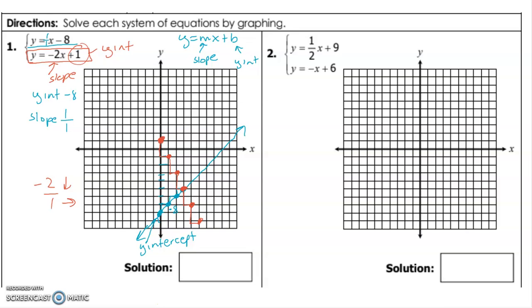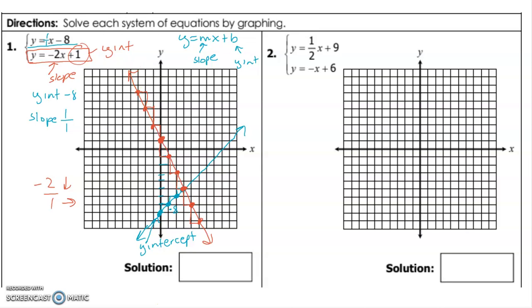And then I'm going to go ahead and do the opposite. I'm going to go up 2 to the left 1, up 2 to the left 1, up 2 to the left 1. And I'm going to put a line between all of those dots.